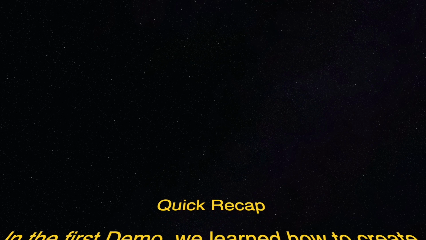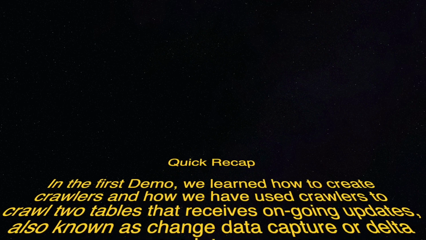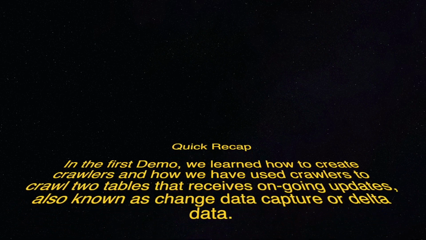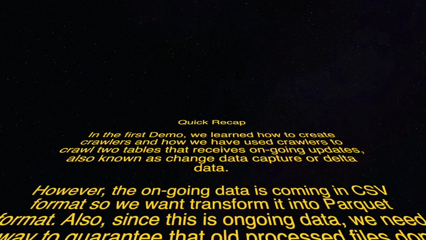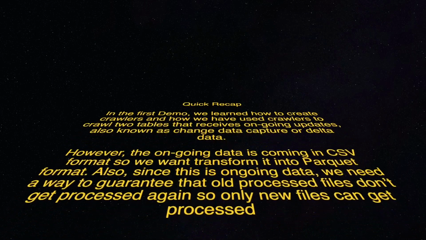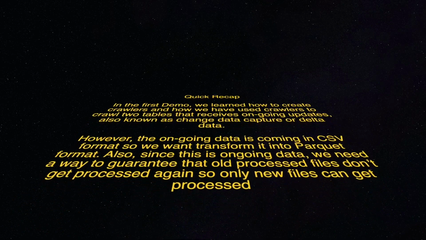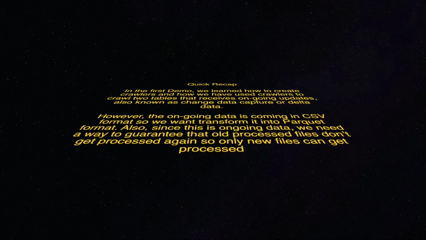Let's have a quick recap. In the first demo I presented, we learned how to create crawlers and how we have used crawlers to crawl tables that receive ongoing updates, also known as change data capture or delta data. However, the ongoing data is coming in CSV format, so we need a way to transform it into Parquet format. Also, since this is ongoing data, we need a way to guarantee that old processed files don't get reprocessed over and over, so only new files will get processed every time. To achieve both goals, we are going to create a Glue job that uses job bookmarks.